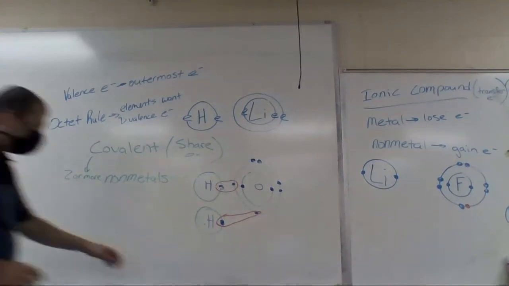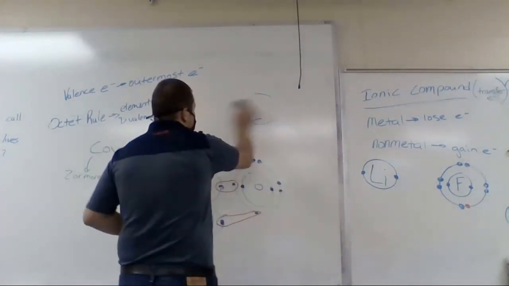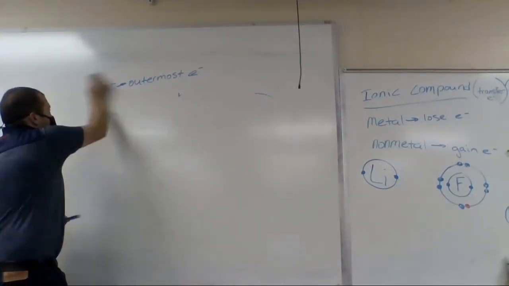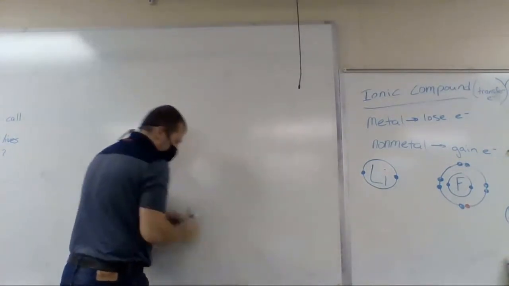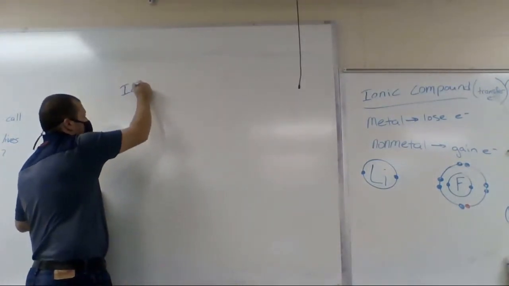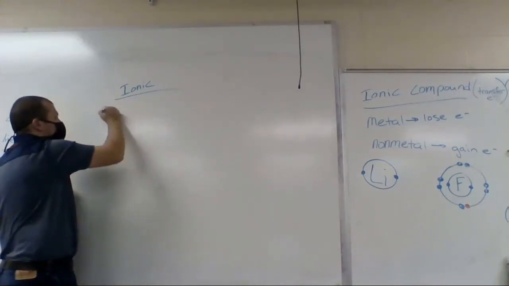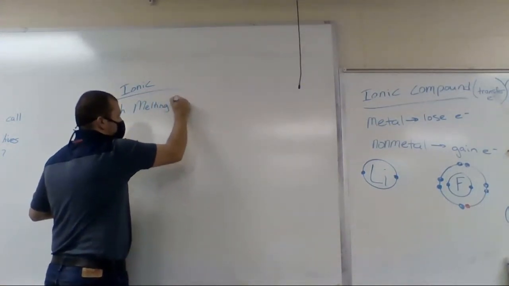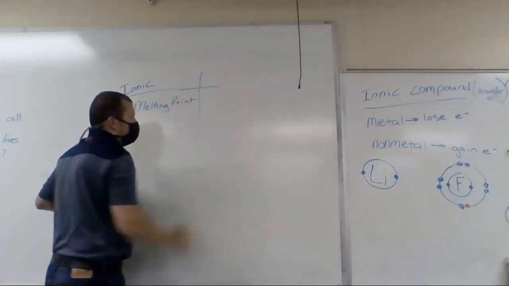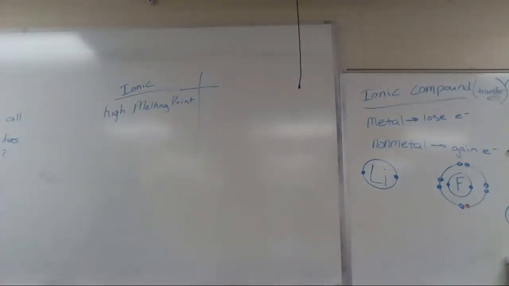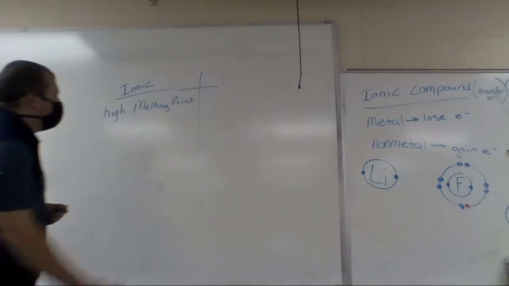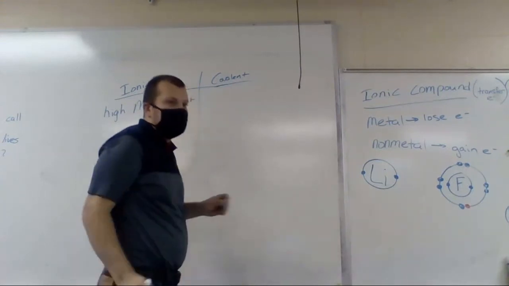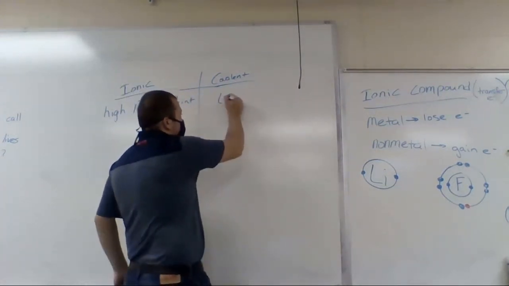Okay. Now, if I'm going to write this. If it is ionic, ionics have high melting point. So what we're going to do, we're going to melt some of them tomorrow. All right. We've done that in the previous lab. A high melting point. Covalent is the opposite. All covalent is going to be the opposite. So instead of high, it's going to be low.